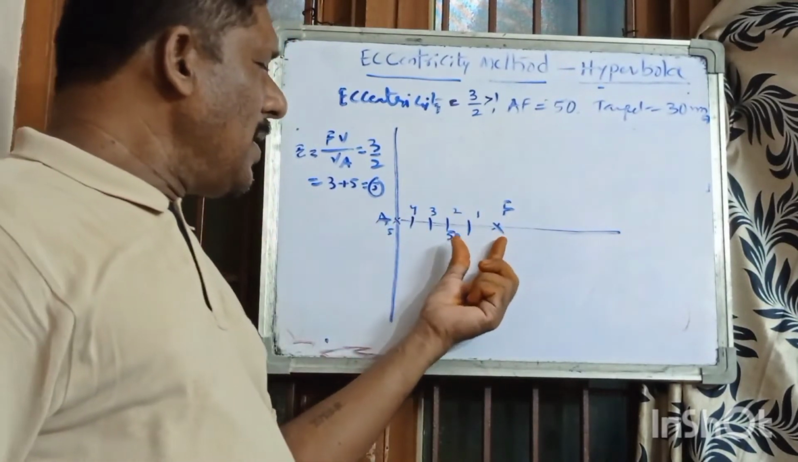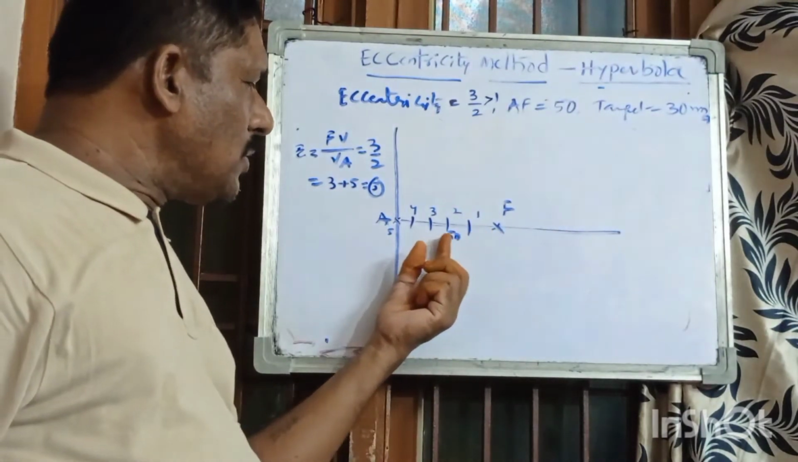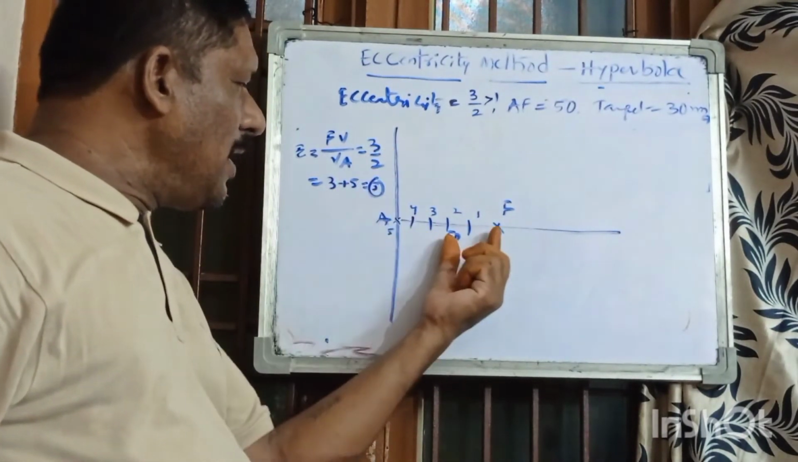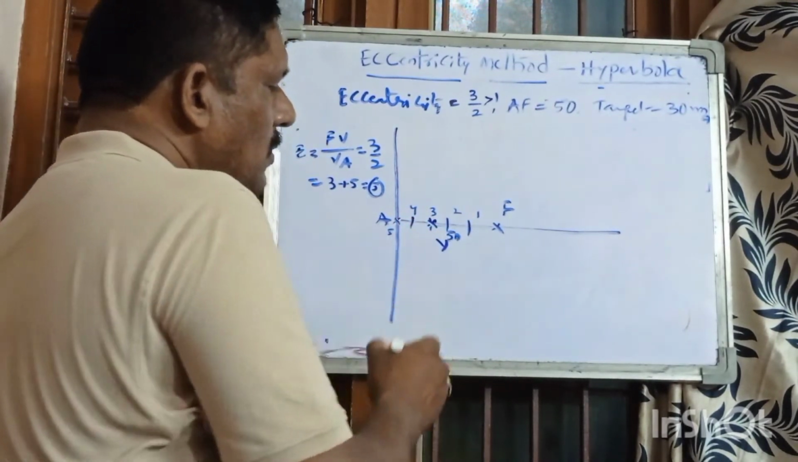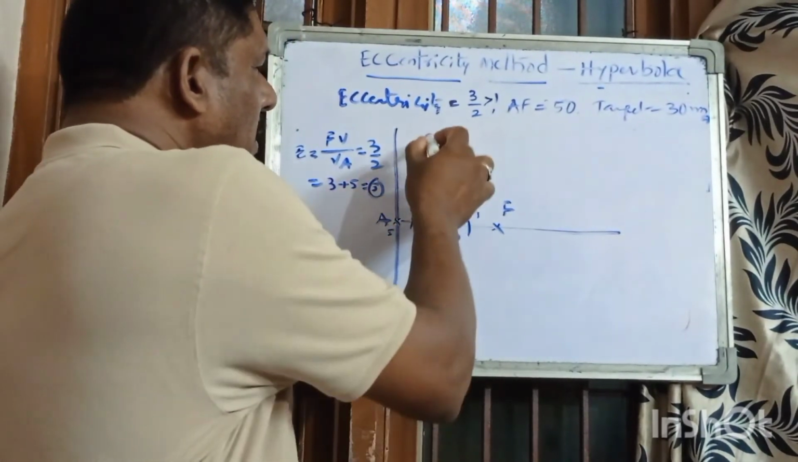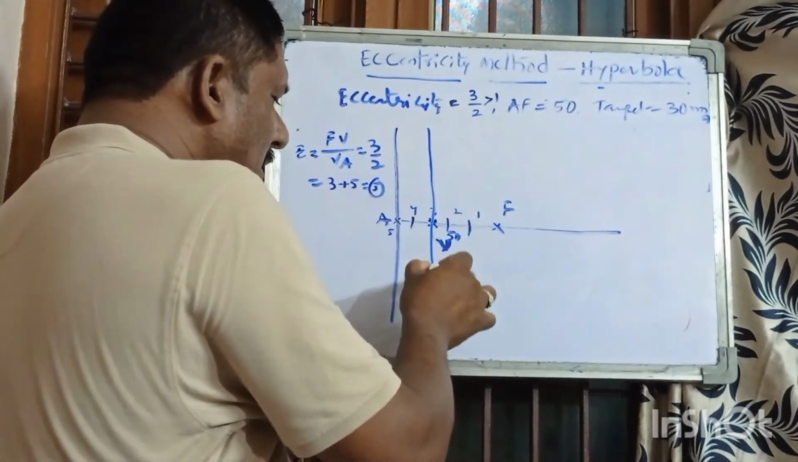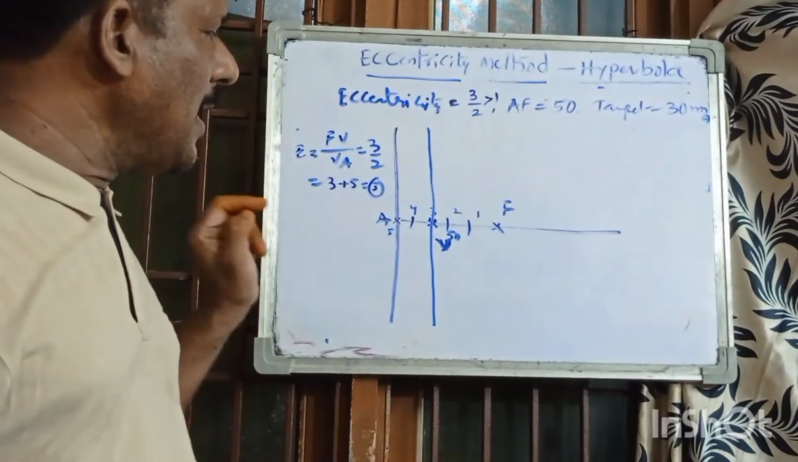From the right side, take 3 portions, because the numerator is 3. So 3 portions divided by 2 portions. The third point is the vertex point. From the third point, draw a vertical line, and that vertical line should be parallel to the directrix line.